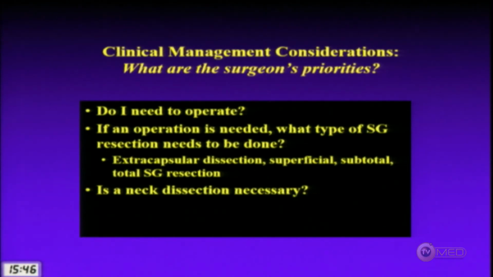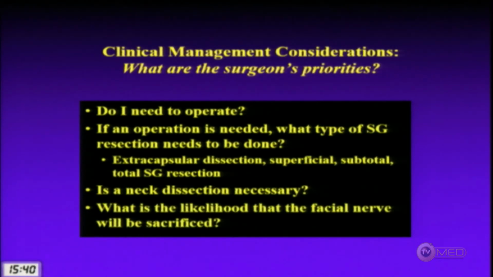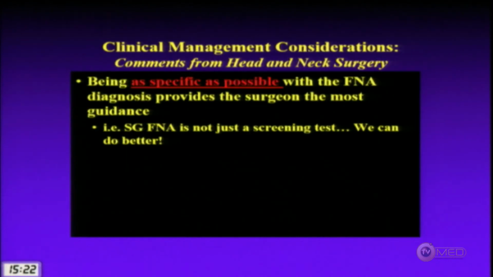We have to be very accurate with our cytology because we don't want this kid to get an unnecessary neck dissection. And what is the likelihood? The clinician wants to know, what's the likelihood that I'm going to have to sacrifice the facial nerve? This is not a trivial thing. Patients, we do not want to cause harm. We do not want to sacrifice the facial nerve unless we absolutely have to. And the surgeon will do everything they can to avoid a facial nerve sacrifice.